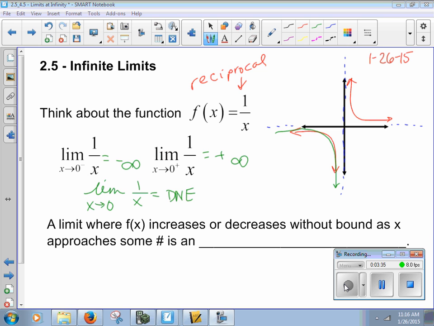A limit where f of x increases or decreases without bound as x approaches some number is an infinite limit. It doesn't exist. It's going to infinity. So infinity and DNE kind of, sort of go together. You've got to know when to use negative infinity and positive infinity, especially when I don't give you a picture. It's not as bad as you think.